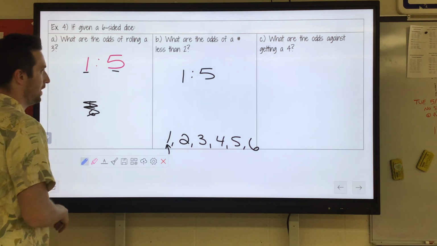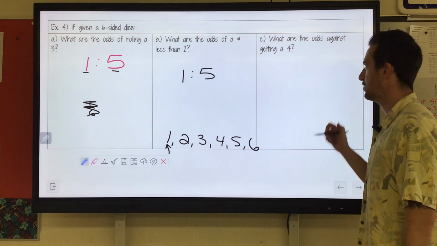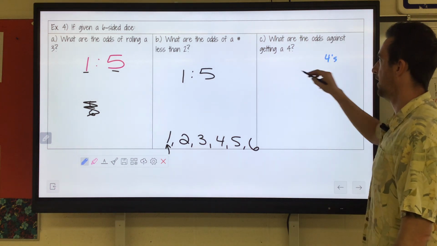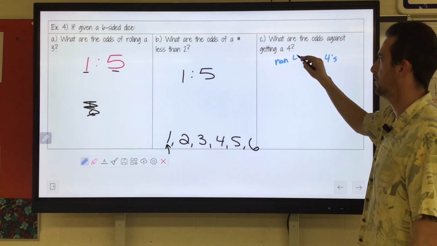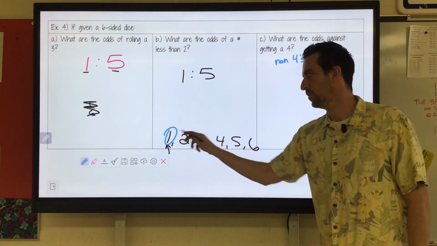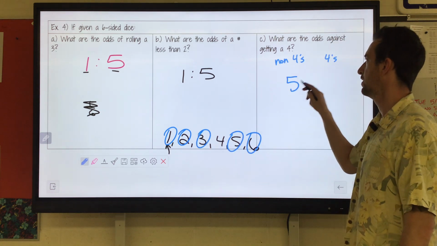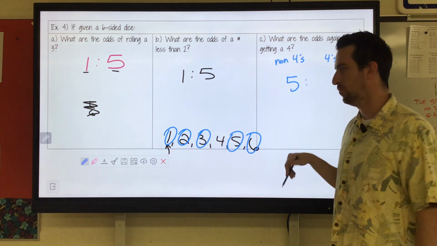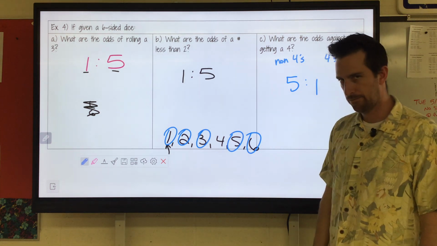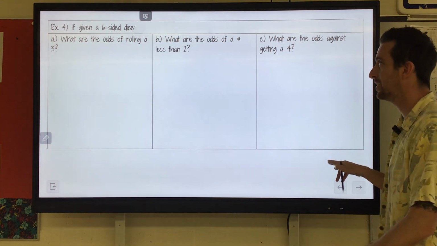What are the odds against getting a 4? So that means like our 4s are going to go on the back end. Our non-4s are going here. So non-4s, there's 1, 2, 3, 4, 5 of them. Versus the 4s, there's just 1 of them. Okay. Is that it? Nice.